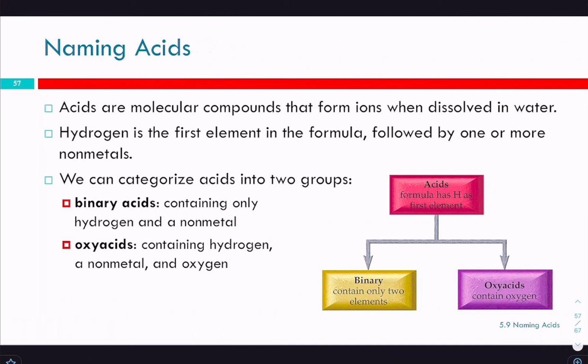Acids are a subclass of molecular compounds, a special type of molecular compound that forms ions when they dissolve in water. Hydrogen is the first element in the formula, followed by one or more nonmetals. We categorize these into 2 groups. We have binary acids containing only hydrogen and a nonmetal, and we have oxyacids, which contain hydrogen, a nonmetal, and then oxygen. Those oxyacids will all be based on the oxyanions that, again, I'm having you memorize.